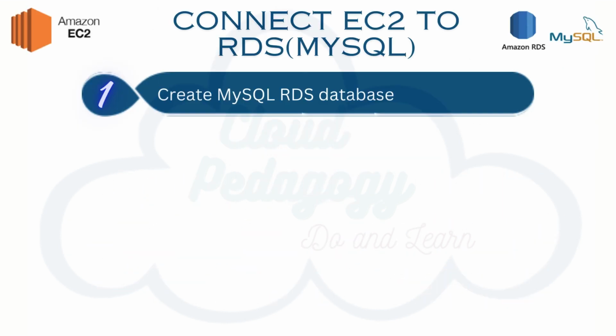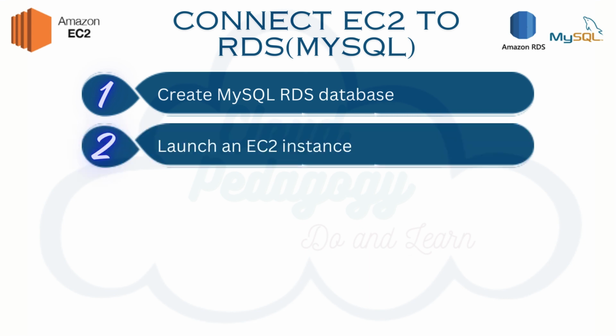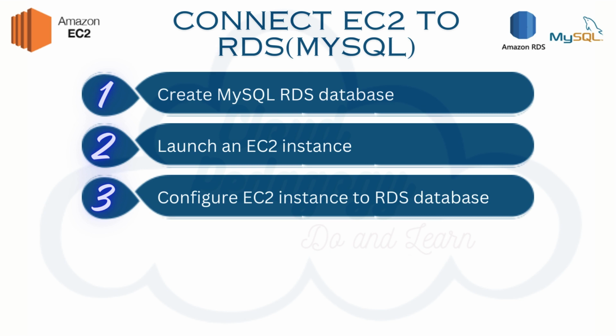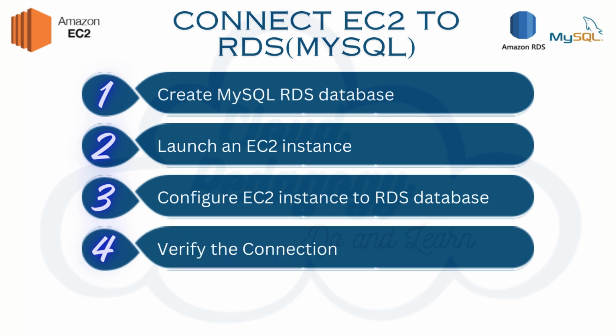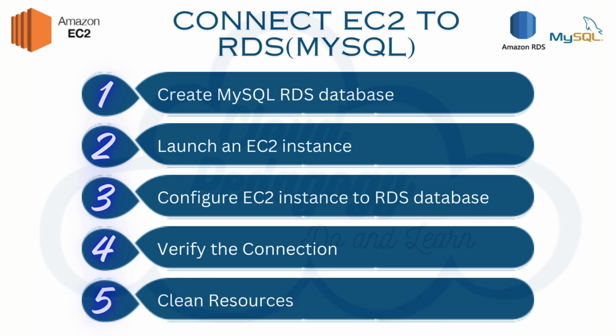In task 1, create a MySQL RDS database. In task 2, we will launch an EC2 instance. In task 3, we'll configure the EC2 instance to your RDS database. In task 4, we will verify the connection between the RDS and EC2 instance. Finally, in task 5, we will clean up all the resources that are created in this lab.